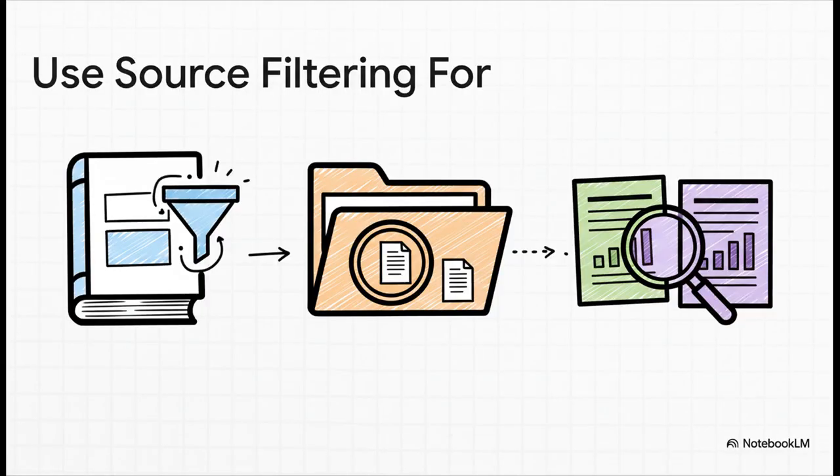So, where would you actually use this? Okay, imagine you've uploaded a whole textbook. You can uncheck everything but Chapter 3 to study just that chapter. Or maybe you've got one notebook for a client, but it has 5 different project reports in it. You can filter down to analyze just one of them. It's the ultimate way to avoid that context pollution we talked about and get surgically precise answers.